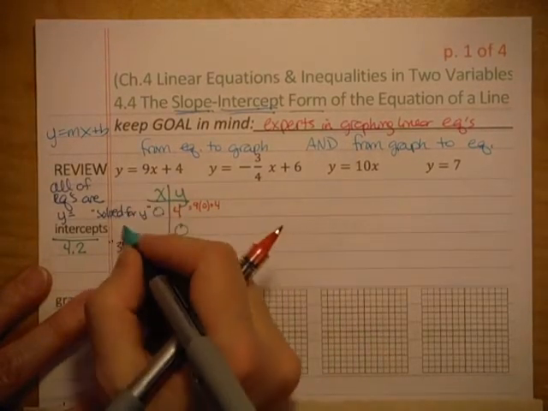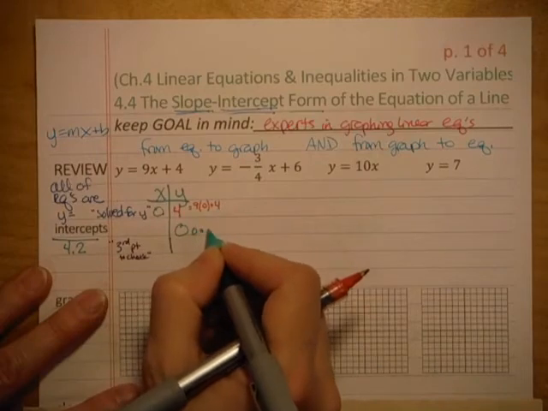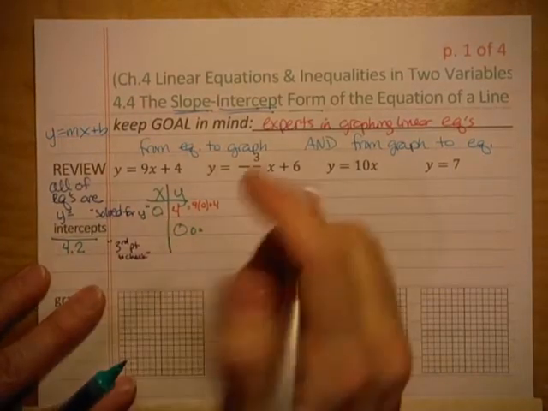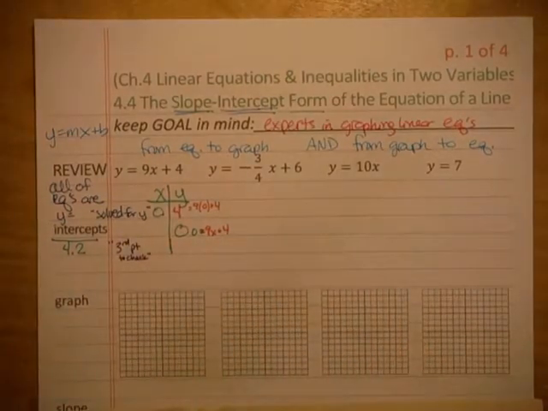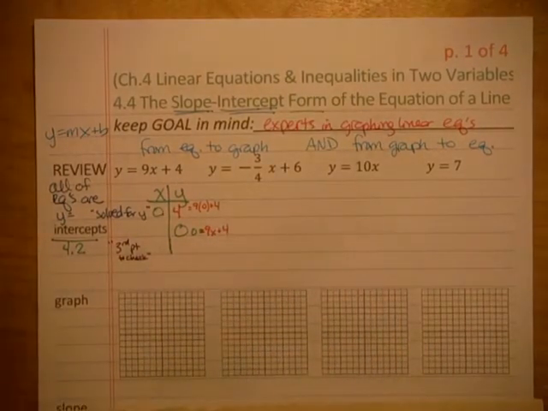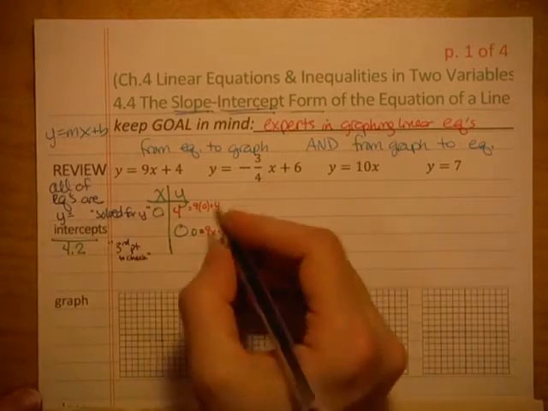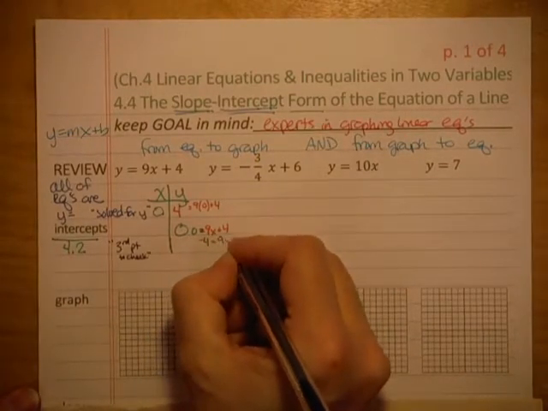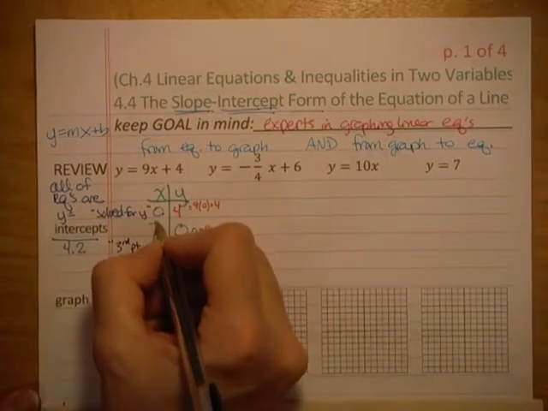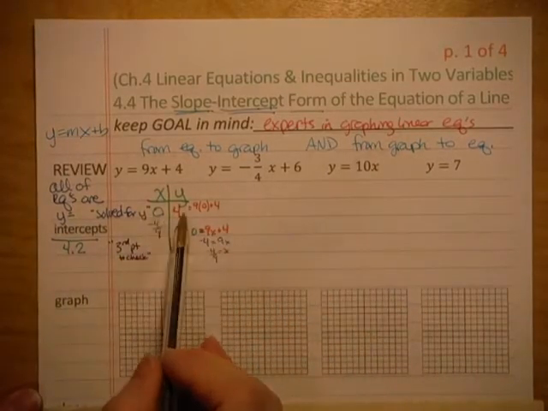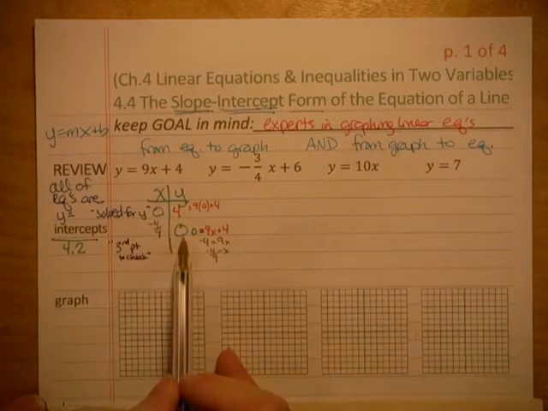And then if you put in 0 for y, you've got 0 is equal to 9x plus 4. Now you're trying to solve for x, so you would subtract 4 from both sides. You get negative 4 is equal to 9x, divide by 9, x is equal to negative 4/9. So we've got our two intercepts, (0, 4) and (negative 4/9, 0).